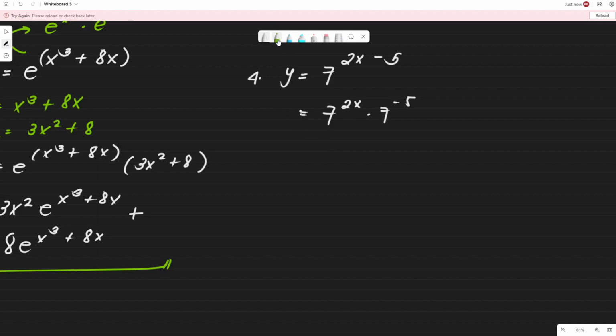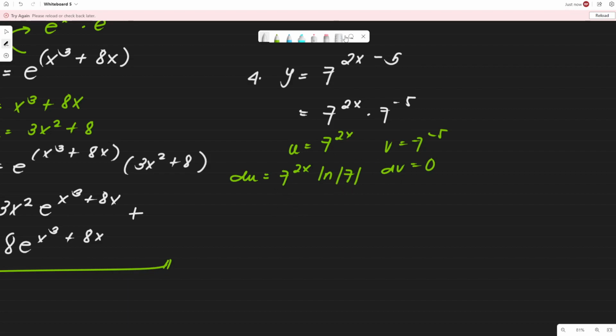Di ba? Using product rule, our u is equal to 7 raised to 2x. Our v is equal to 7 raised to negative 5. Automatic, ang dv natin is 0, kasi constant to eh. 7 raised to negative 5 is a constant. Yung du na lang ang poproblemahin natin. What is our du? What is the formula for k raised to a? That is k raised to a ln k, di ba? So we have du is equal to 7 raised to 2x ln 7. So therefore we will have, using product rule.